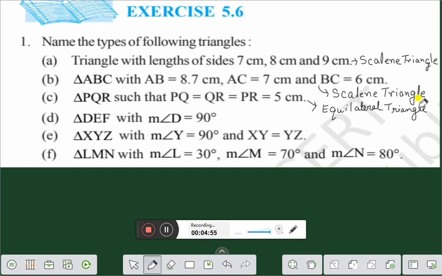Now question number D. Triangle DEF with measure of angle D is 90 degree, right? This is based on angles, right? It is right angled triangle. Since one angle is 90 degree, therefore it is known as right angled triangle.